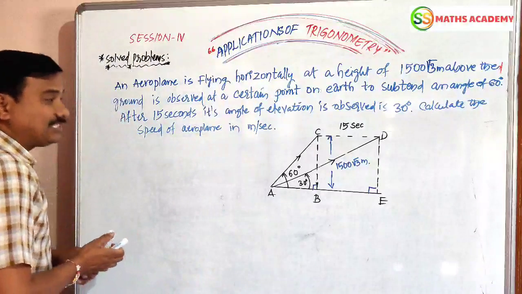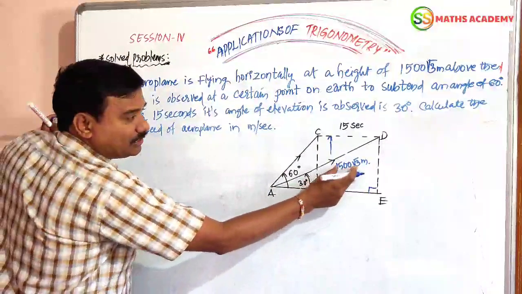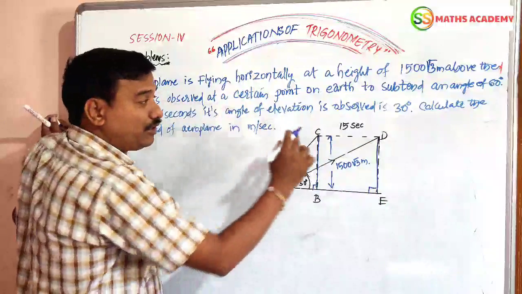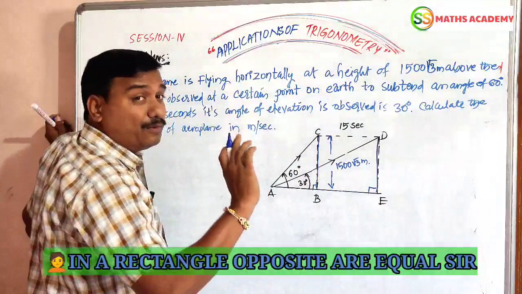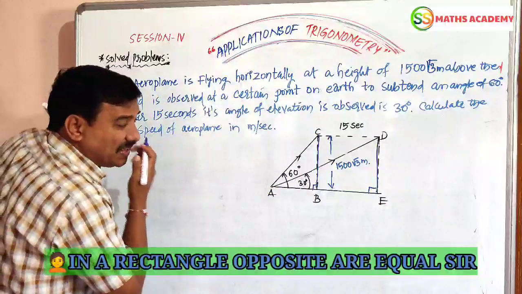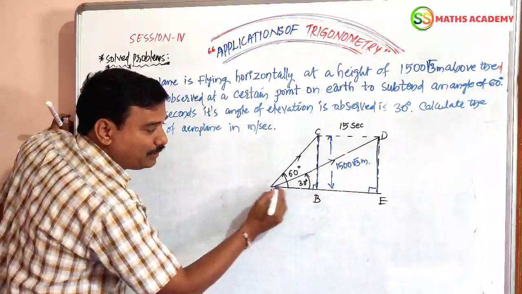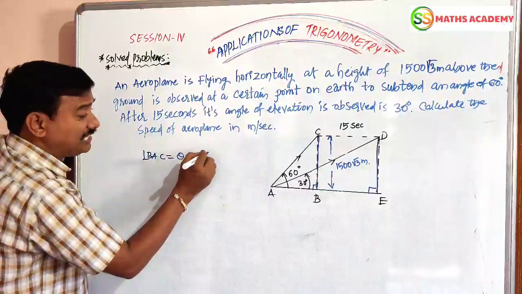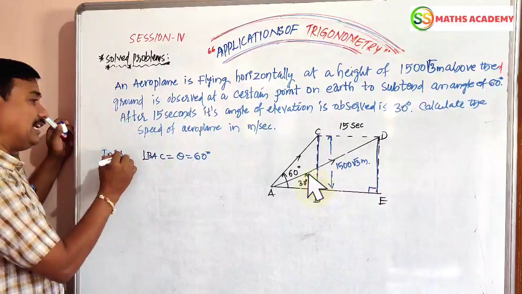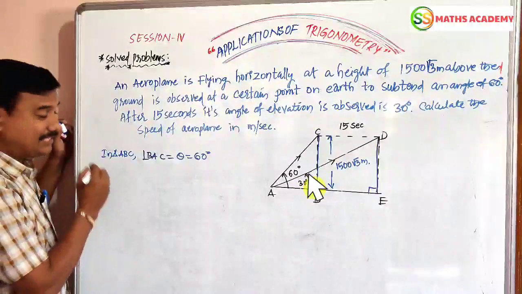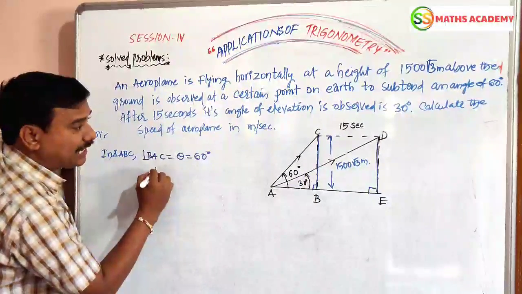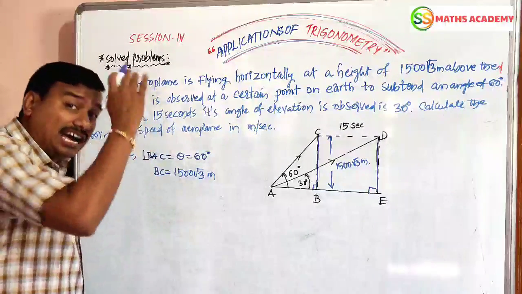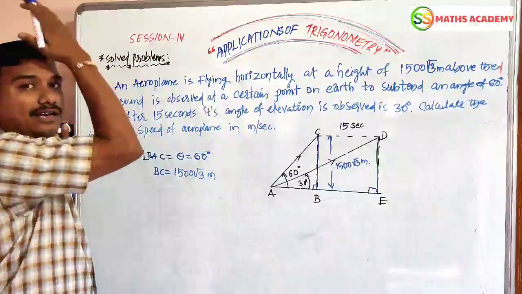Let us see that question, friends. Here the height of the aeroplane is 1500 root 3, which means CB height and DE height are equal, because it is a rectangle. In a rectangle, opposite sides are equal. Next, the first angle of elevation is 60 degrees. That means angle BAC, theta, equals 60 degrees. It is located in triangle ABC, a right triangle. The height BC is 1500 root 3 meters, which is the height of the aeroplane flying in the sky.